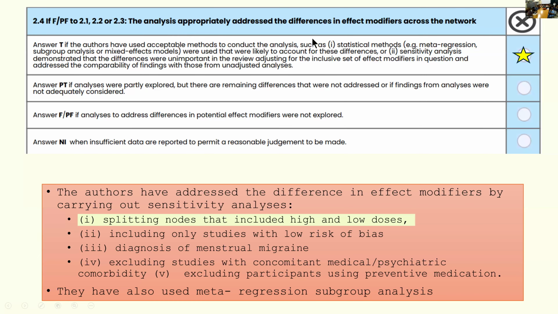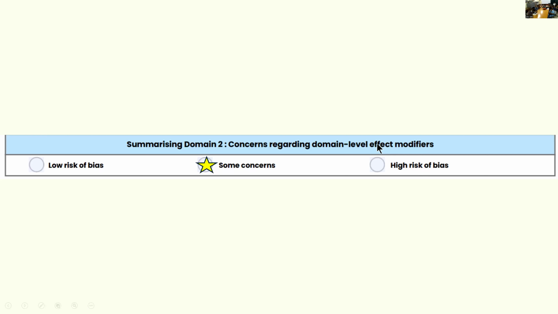So have they done anything to address this difference in effect modifiers? Yes. What they have done is a sensitivity analysis where they have split the nodes that included high and low dose studies, and then they repeated the network meta-analysis and they found there was no difference in the effect. So basically it didn't really matter whether they had used high dose or low dose. So overall, I would give some concerns in this domain.